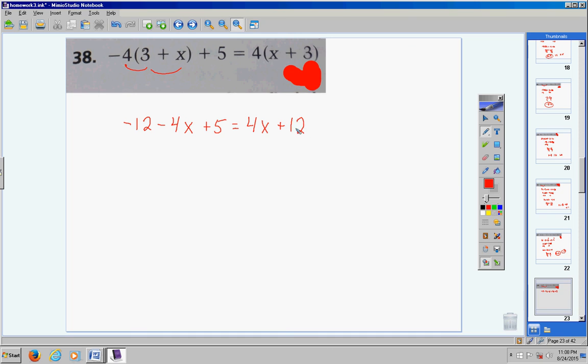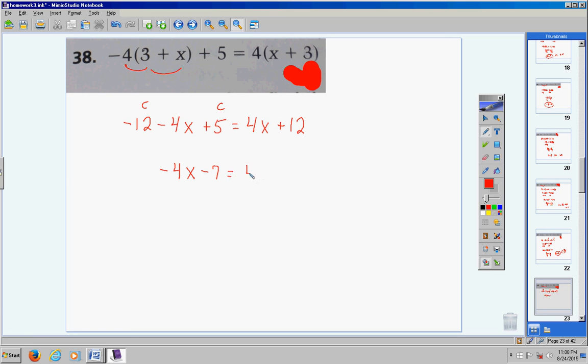Okay, step 2, eliminate fractions or decimals. I don't see any. Step 3, simplify both sides again. So, let's see. We have a constant term here and a constant term here. So on the left side I would have negative 4x. Then I have a negative 12. So you owe me $12 and you pay off 5, so you still owe me 7. Then over here on the right side there's no simplifying you can do.